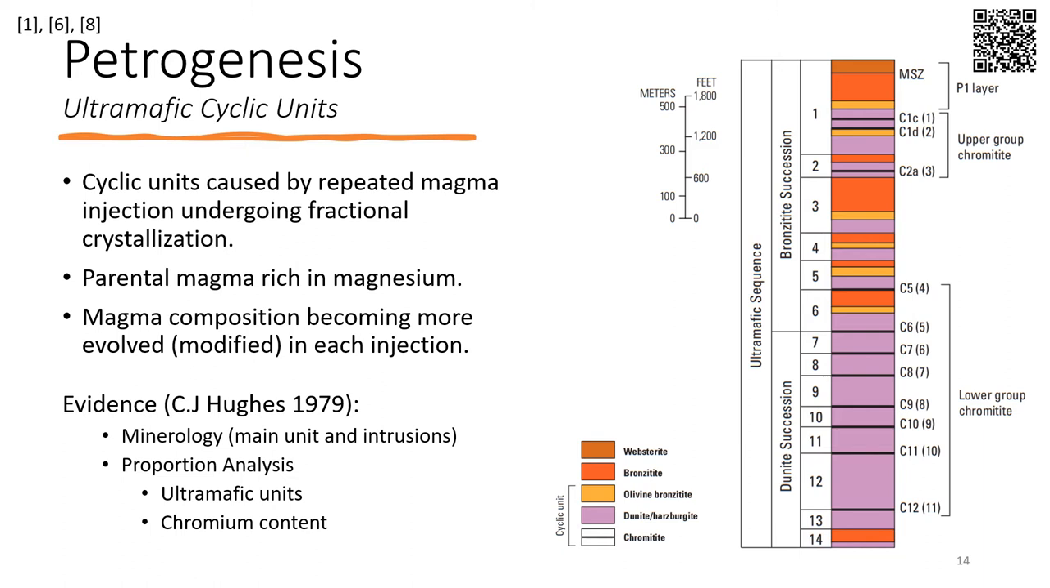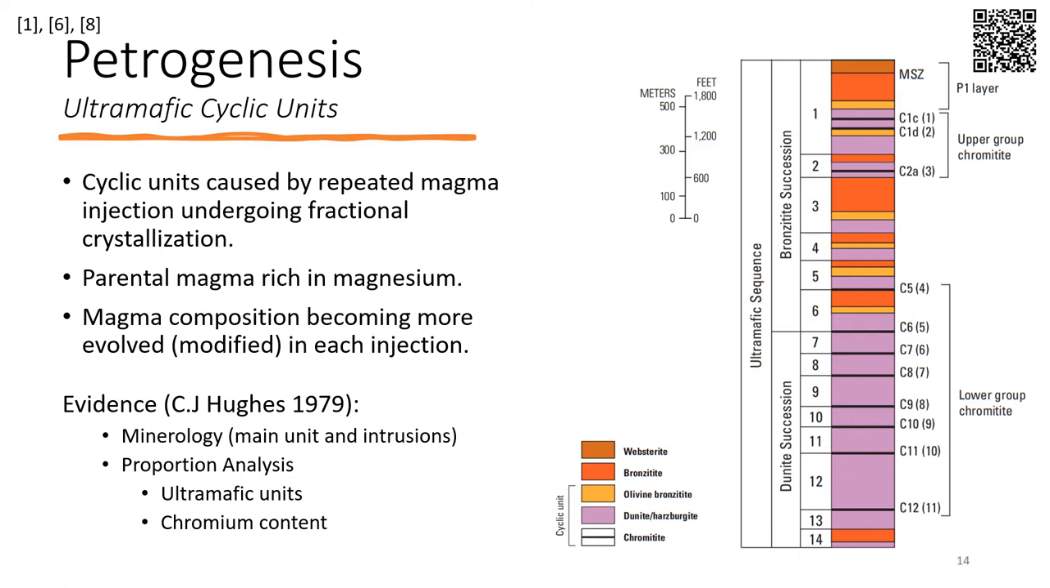And then at some point, there would be a fresh injection of magma. As those elements are being used up in fractional crystallization, when you get the fresh injection of magma, they're replenished, so you can go back to those previous minerals that were being formed. It's basically just a cycle of magma injection followed by fractional crystallization, followed by more magma injection.